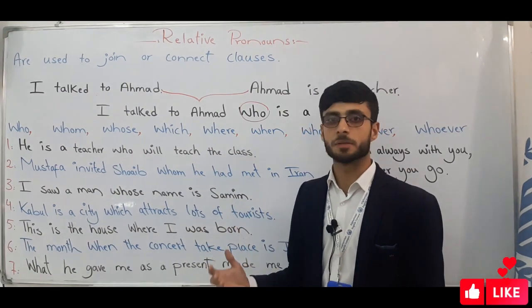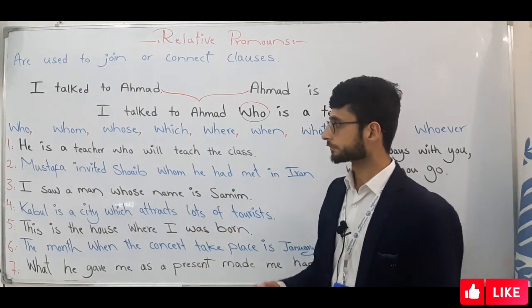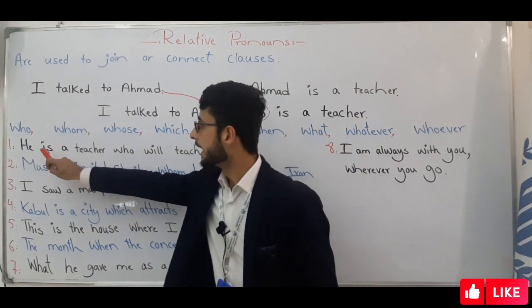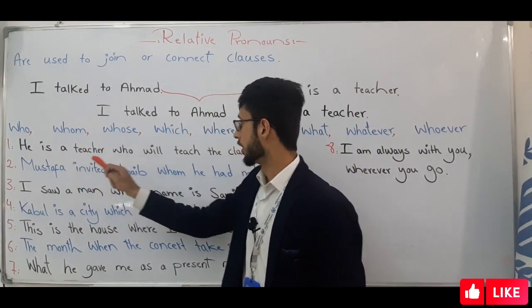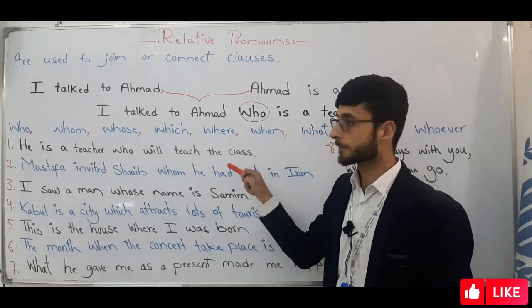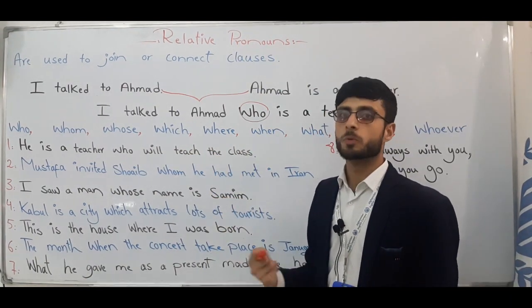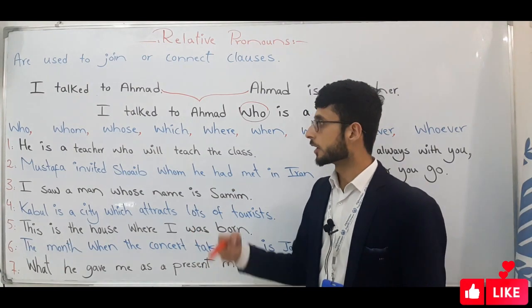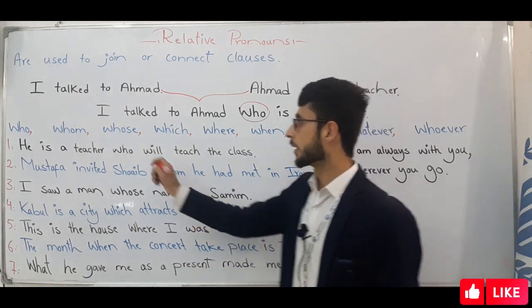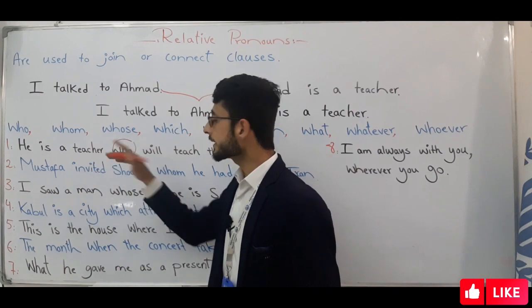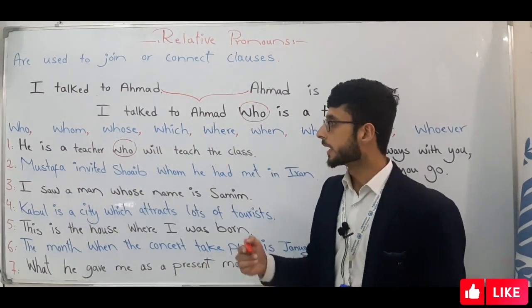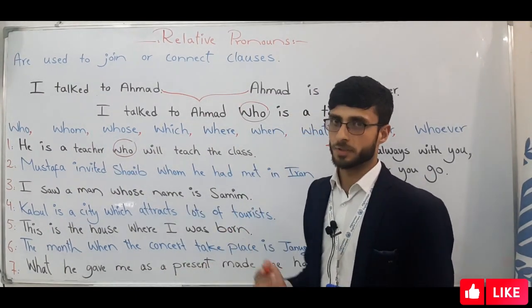Now let's come to some examples for each of them. The first example, he is a teacher who will teach the class. There are two clauses in here. When we want to join them, we use one of the relative pronouns. Which one is the relative pronoun in here? Who. Let's come to uses of who. Where can we use who in our sentence?